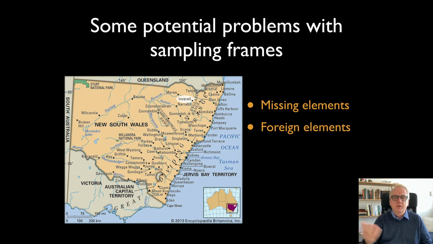Maybe they're from another country. So we consider that a foreign element, because that person being on the sample frame is not correct. They shouldn't be in there, all right? So they really should be off the list. There also could be duplicate entries.